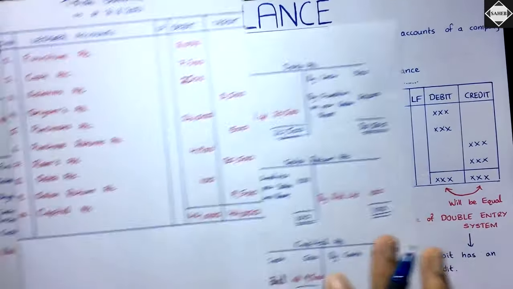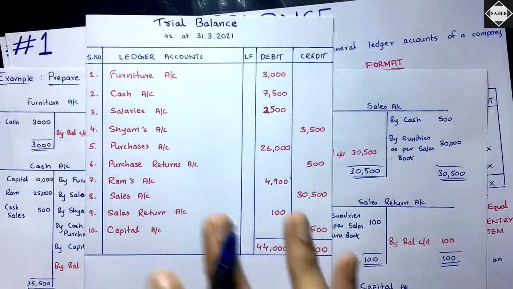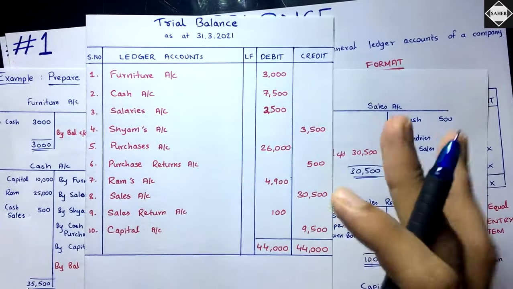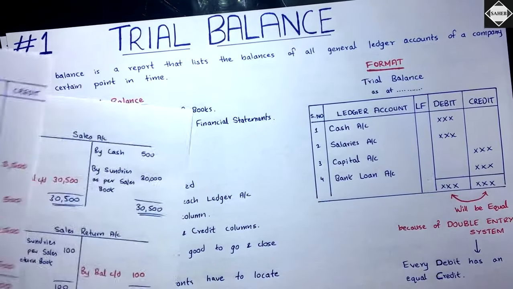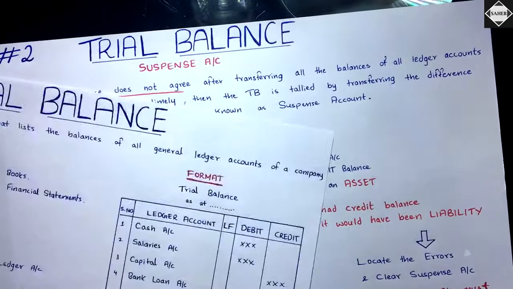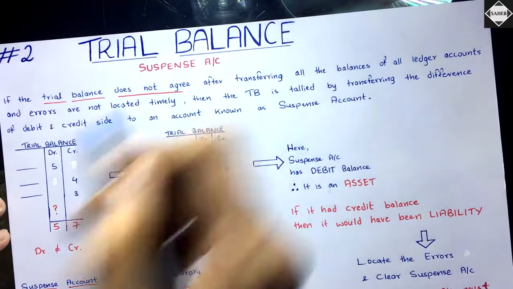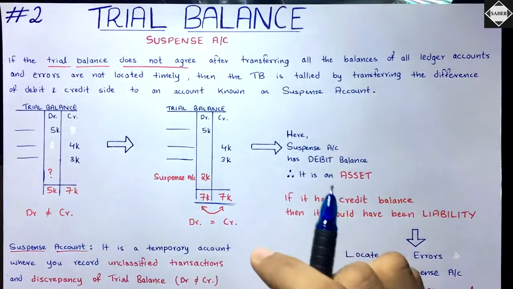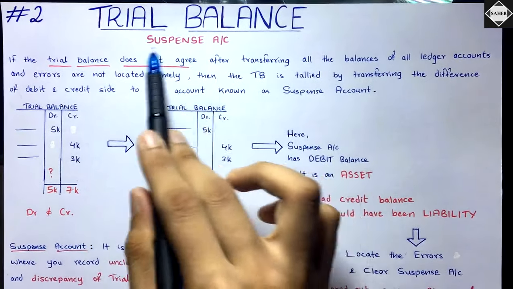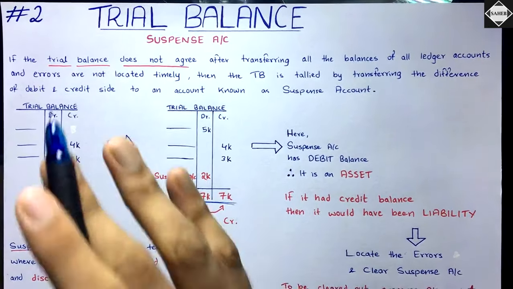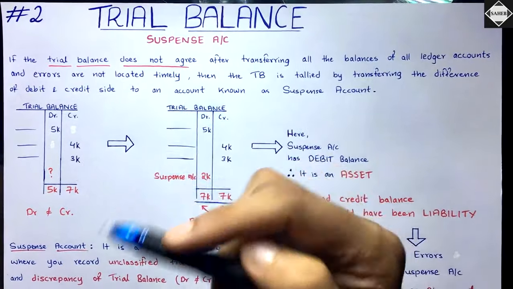So when we see the trial balance, what do we get? We get an overview of the ledger accounts, a summary. That's it. Simple. So that's what a trial balance is. Now let's get back to this video and understand what this suspense account is. First let's understand how this suspense account is used in trial balance, and then we'll talk about what this suspense account actually is.